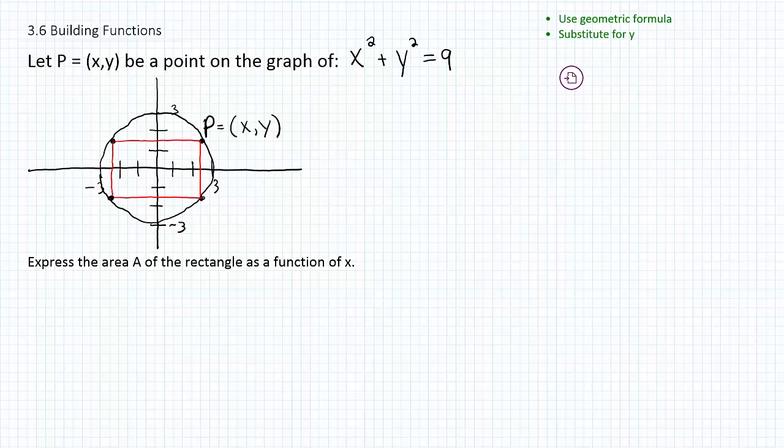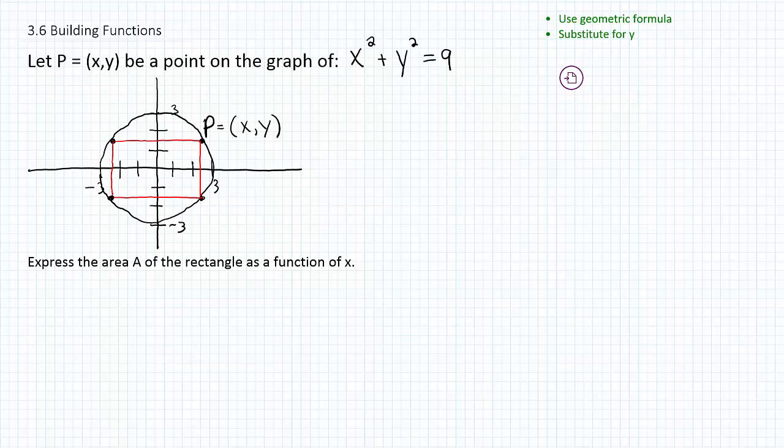Let P be a point on the graph of x squared plus y squared is equal to 9. That's basically the equation of the circle that's drawn in the drawing, right? And then they say express the area A of the rectangle as a function of x. So we have this red rectangle. What they want us to do is to describe its area as a function of x, right?